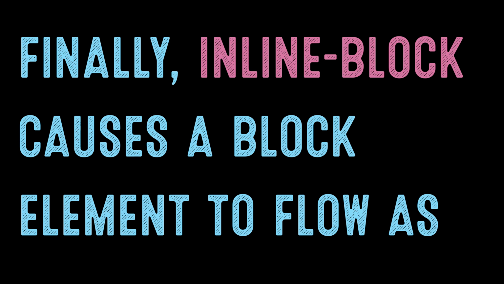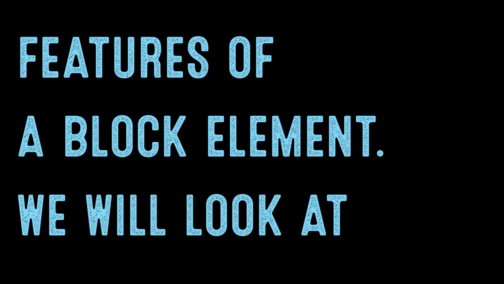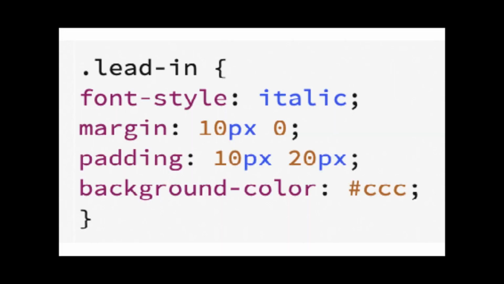Finally, inline-block causes a block element to flow as an inline element, but the element will retain some features of a block element. We will look at some examples to clarify this behavior. In the first CSS code, we are targeting the lead-in text, which is the class attribute of our span. We have already seen that the text is italic.